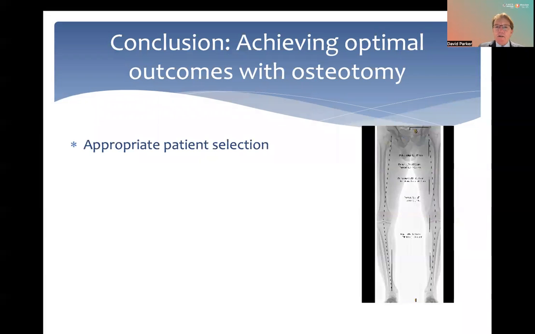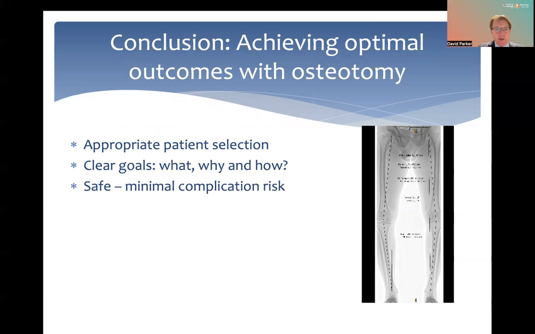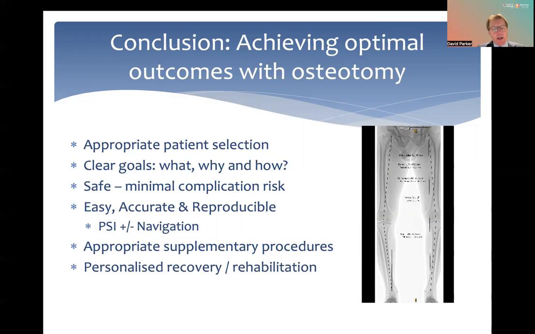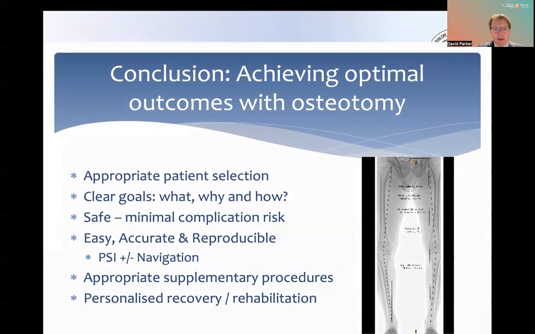So to achieve optimal outcomes with osteotomy, we need to have appropriate patient selection, clear goals, as in what are we going to do, why are we doing it, and how are we going to do it. It needs to be safe with minimal risk of complications. It needs to be easy, accurate, and reproducible, which for us is mostly PSI and occasionally supplemented with navigation. And we also need to add appropriate supplementary procedures. For example, we recently started to do some work looking at stem cells in addition to osteotomy, as a study that we can hopefully report our results later. And it needs to allow a very personalized recovery and good rehabilitation.